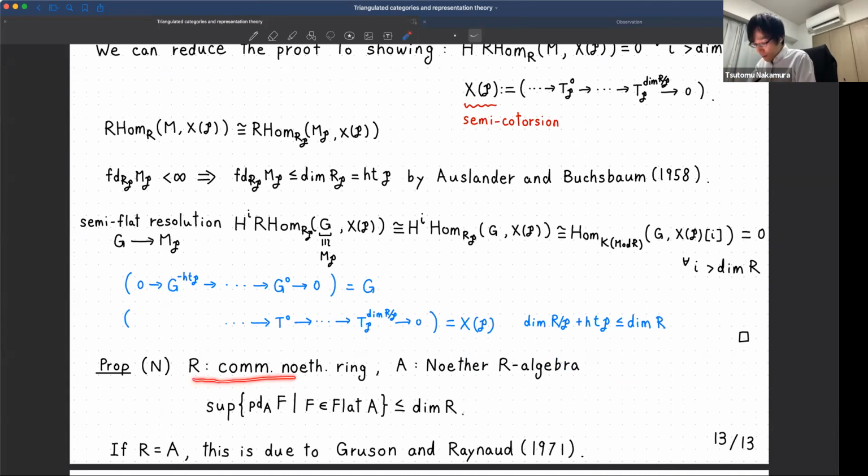If R is a commutative Noetherian ring and A is a Noether algebra, then the supremum of the projective dimension of flat right A-modules is at most the Krull dimension of R. This is a famous fact due to Jensen and Raynaud, especially when R is A. What this proposition says is that we can extend the classical result due to Jensen and Raynaud to Noether algebras, even when A is non-commutative.